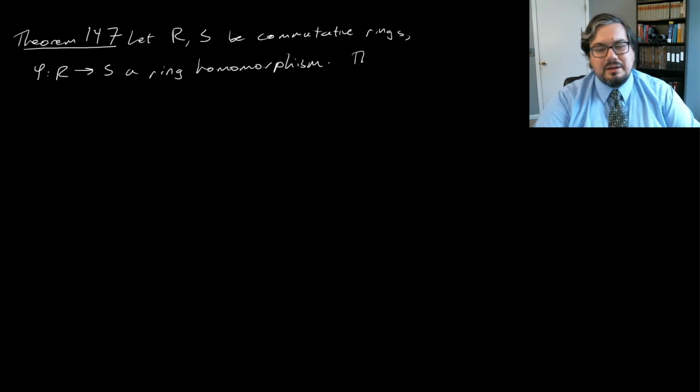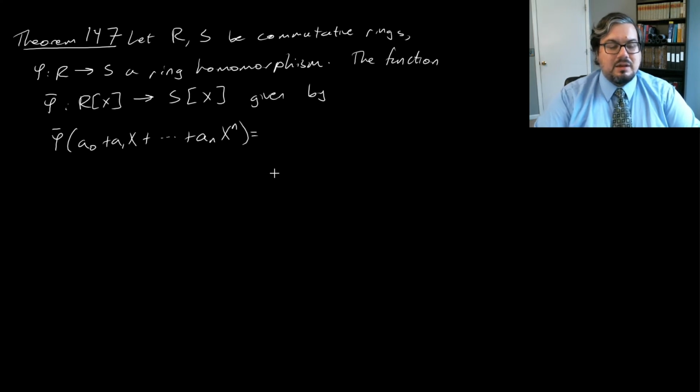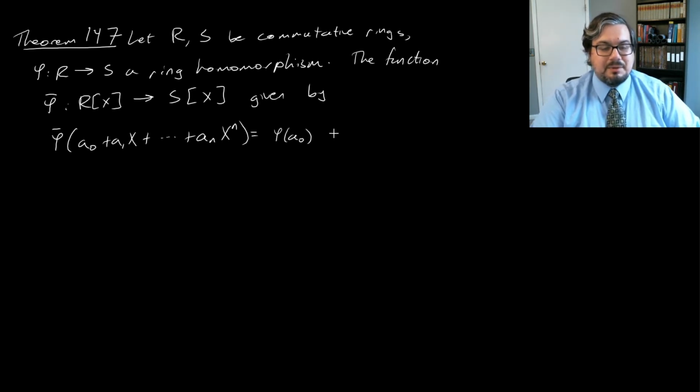We can define a function, which I'm going to call phi bar, that goes from the polynomial ring in one variable over R to a polynomial ring in one variable over S, which is given by the following. Phi bar of a polynomial, a0 plus a1x plus etc. plus anx to the n, will be the polynomial that we get in S by applying phi to each of the coefficients. So it's simply applying the homomorphism phi to each one of the coefficients of the polynomial.